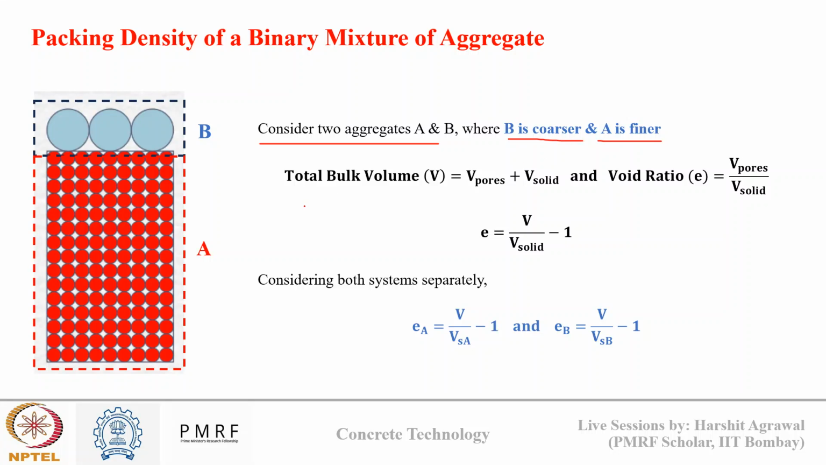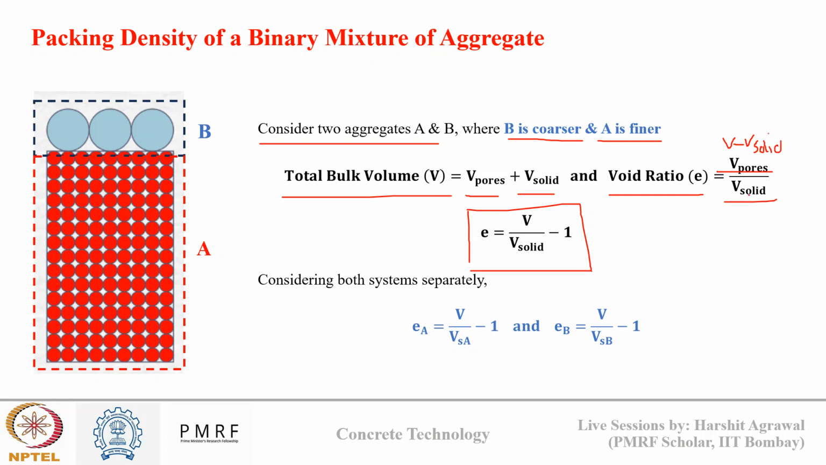Okay, so my total bulk volume is represented by volume of pores plus volume of solid, and my void ratio will be volume of pores upon volume of solid. I can break this equation down in this form. I can write volume of pores as bulk volume minus volume of solid. And when I divide this by volume of solid, it becomes V upon V solid minus 1. So this is how I can represent the void ratio, the ratio of voids in the total system.